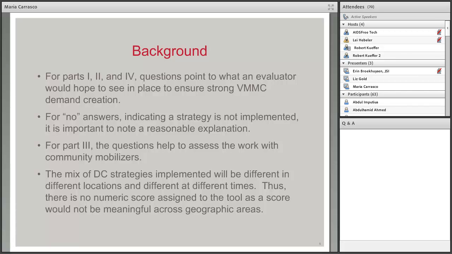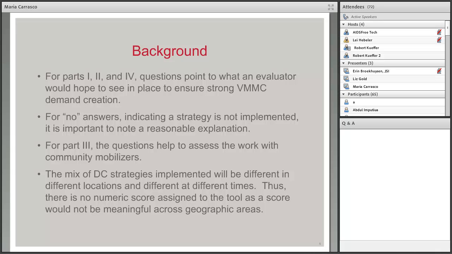Okay. So for parts 1, 2, and 4, the questions point to what an evaluator would hope to see in place to ensure strong VMMC demand creation. I haven't showed you the different parts yet, but each part has a series of questions that can be answered in different segments of time. So again, for parts 1, 2, and 4, the questions are general information or general activities that you would hope to see. In the tools, there's a column to answer yes, no, don't know, and also a column for comment. So for the questions that have no answers and don't know, it's always important to note the comments, to have more information for when you are writing the report.